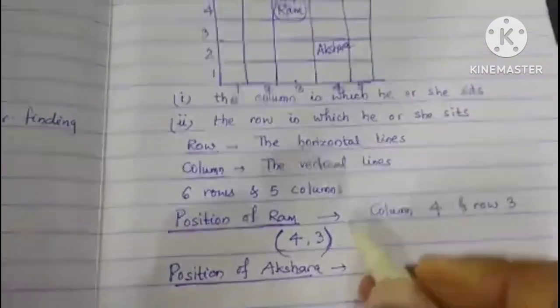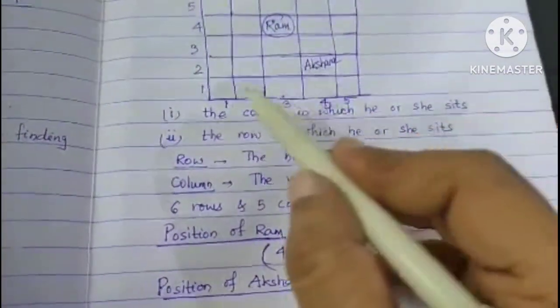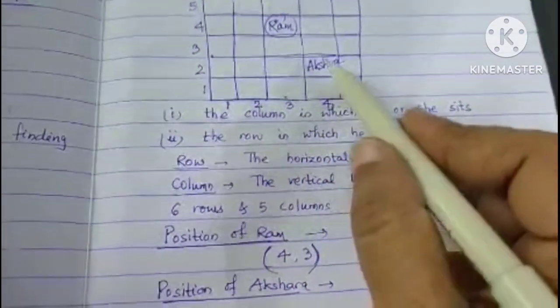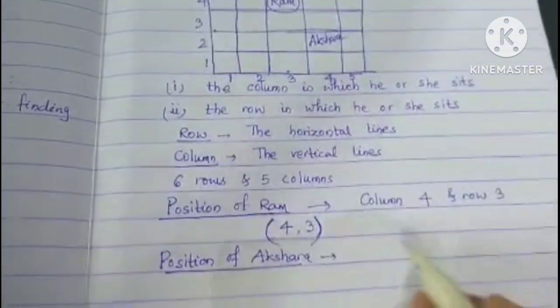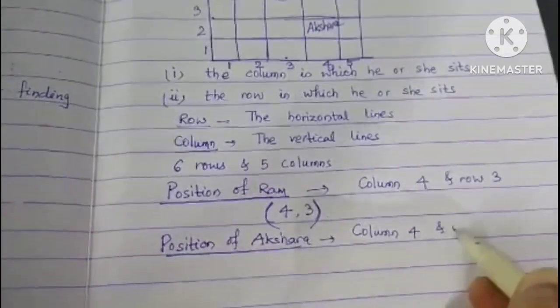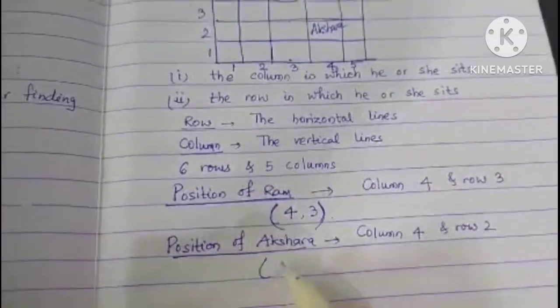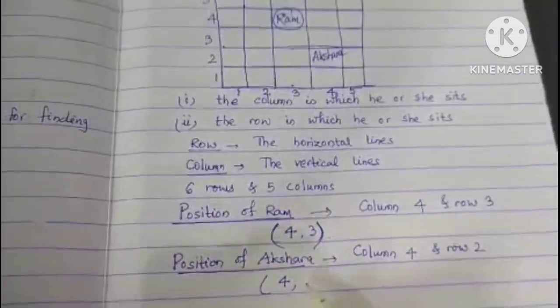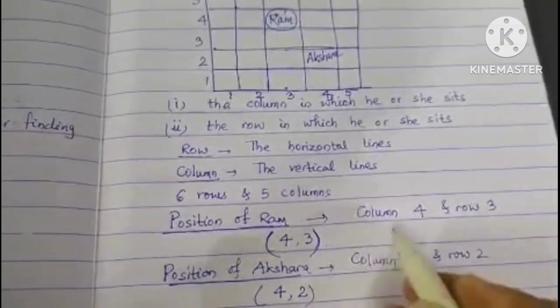What is the position of Akshara? Now let us see. Akshara is sitting in column 1, 2, 3, 4, column 4 and row 2. Okay, so column 4 and row 2. We will tell it like this, 4 and 2.